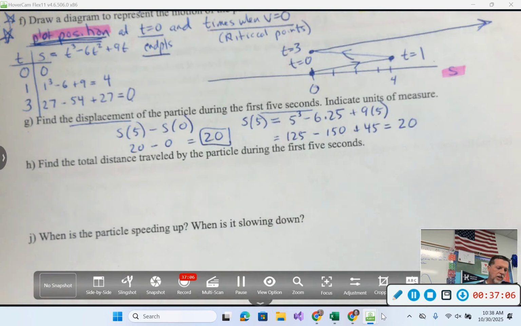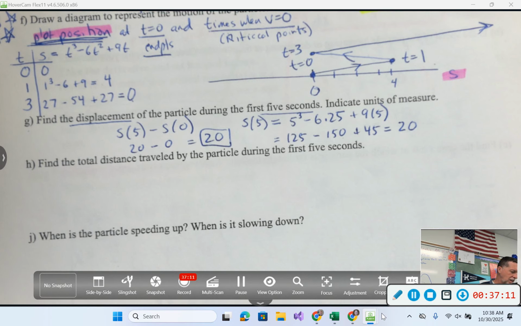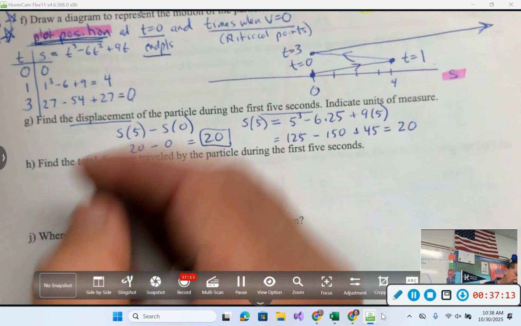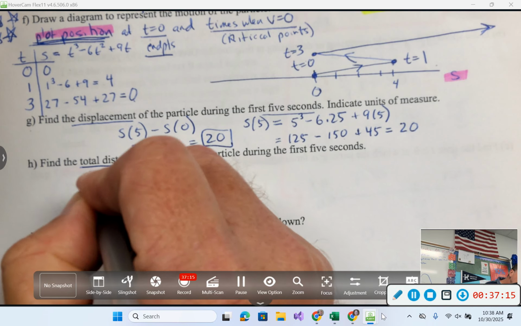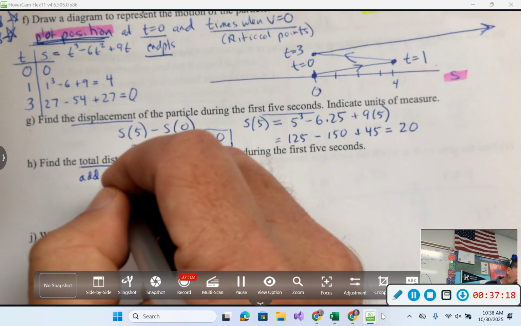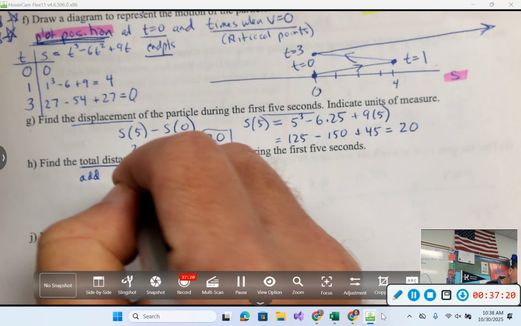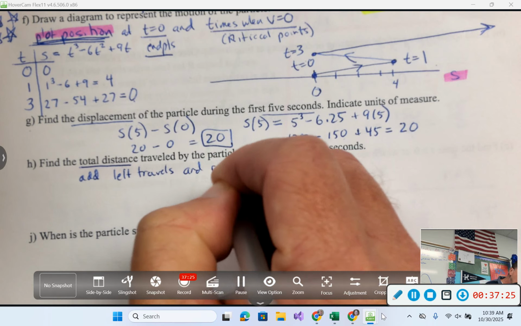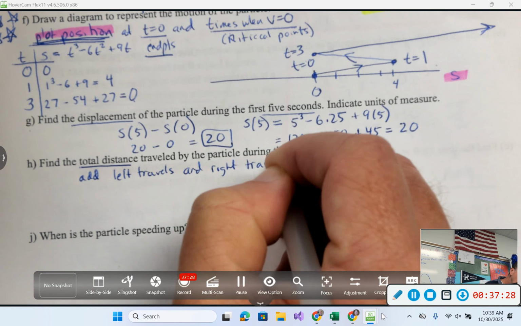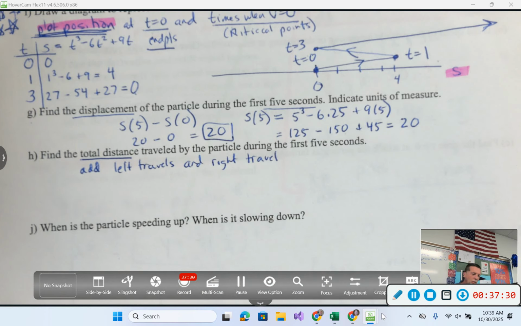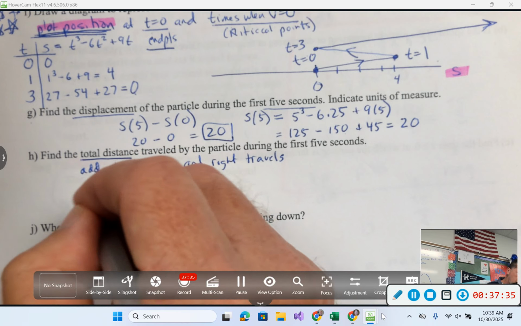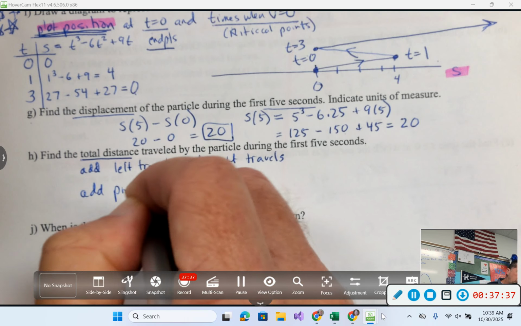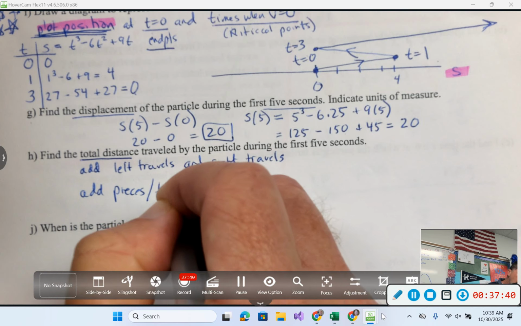The next question is, find the total distance traveled by the particle during the first 5 seconds. Well, now we're going to have to be careful. We're going to add the left travels and the right travels. Right, the leftward distances and the rightward distances. Add the pieces or the trips, however you want to phrase this.